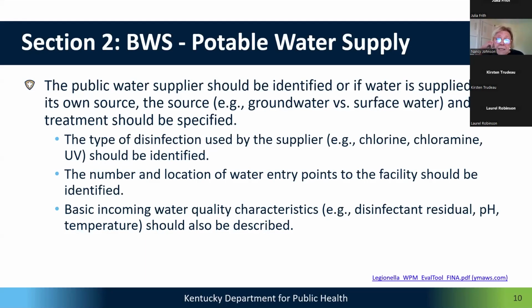How many places does it come into your facility? Do you have one main? Do you have an outside building that has another one? So that you have different places where water's coming in. And then what are basic incoming water quality characteristics? When it comes in from the city, what is the disinfectant residual? What is the pH? What is the temperature when it's coming into your building?